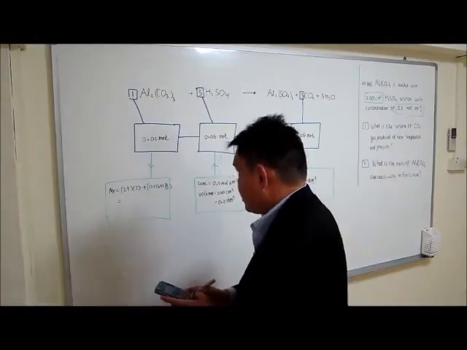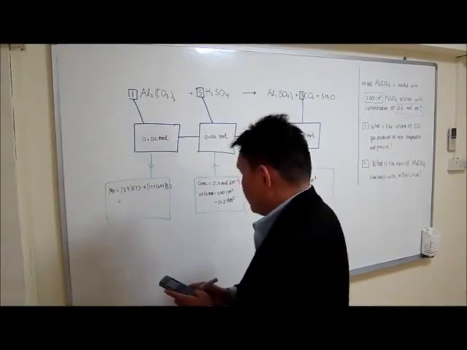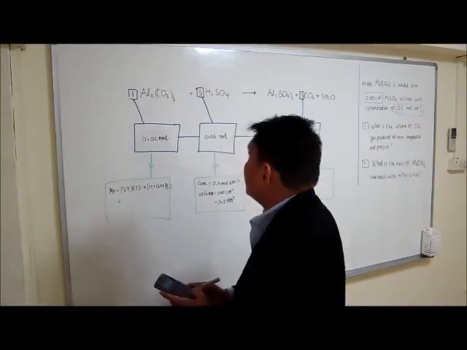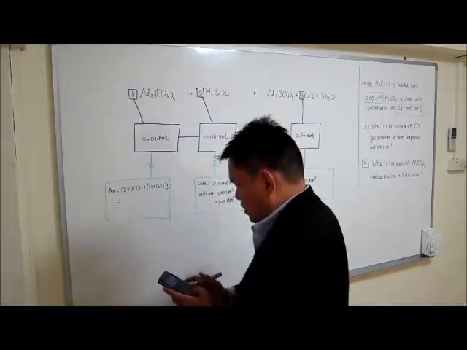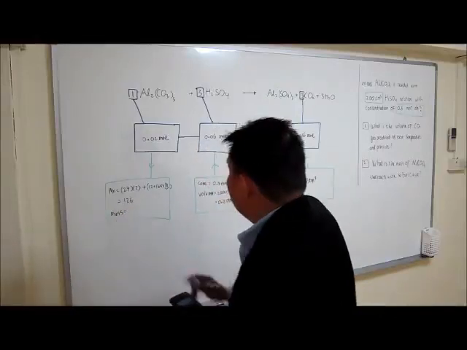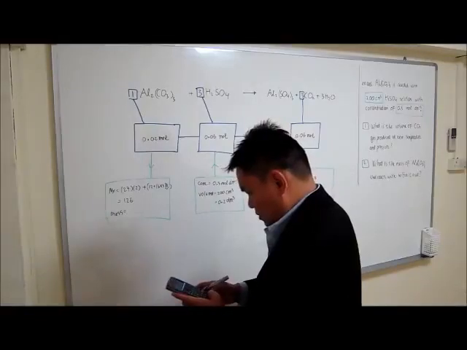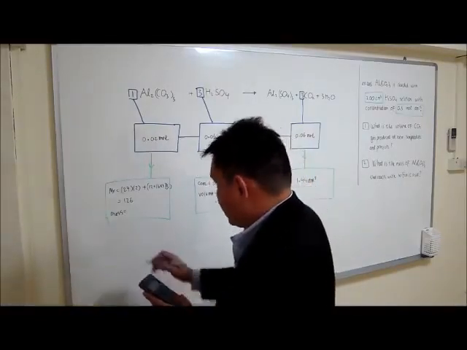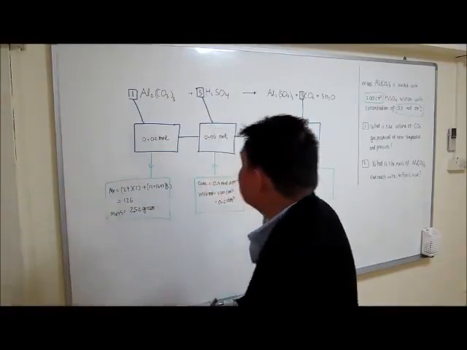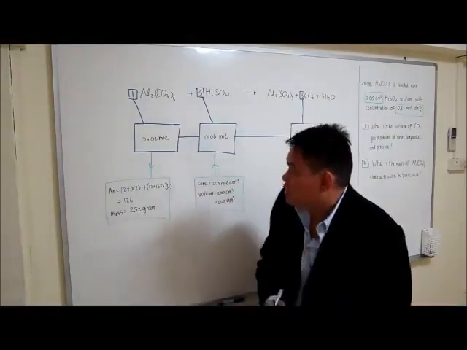So 27 times 2 plus 3 times 12 plus 16 times 3. You get 126. So for the mass, we simply multiply 0.02 times 126. So we get 2.52 gram. Very simple. So the answer for question number 2 is 2.52 grams.